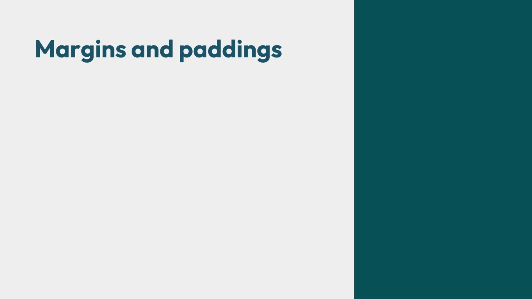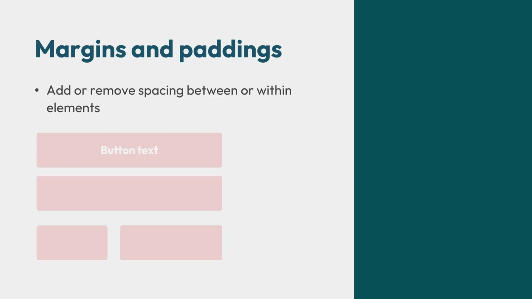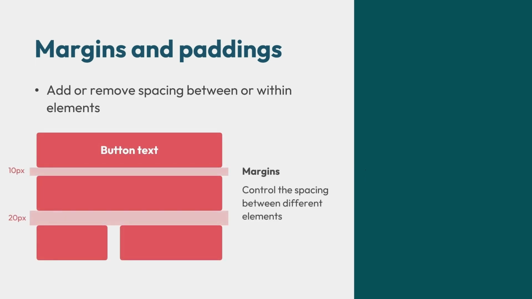And then we have margins and paddings. Now, margins and paddings add or remove spacing between elements or within elements. Let's say that I have a few boxes of content here. Margins control the spacing between different elements. It can be horizontal spacing or vertical spacing. So, for example, if I have a class pink box, which is the class of this first container that has the text button text in it, on the right side, you can see that I can define a bottom margin. And let's say it can be 10 pixels, it can be 20 pixels or whatever. And this will basically determine the spacing between this element and the next element that's at the bottom.